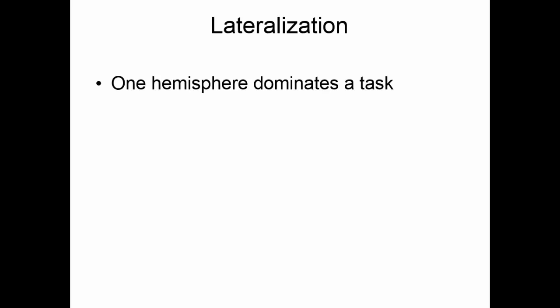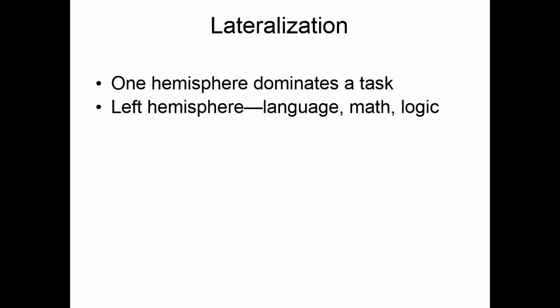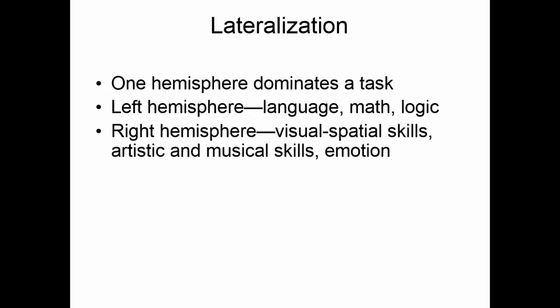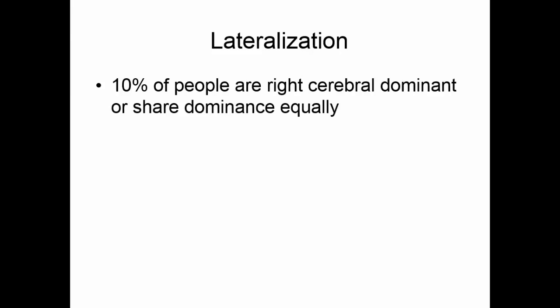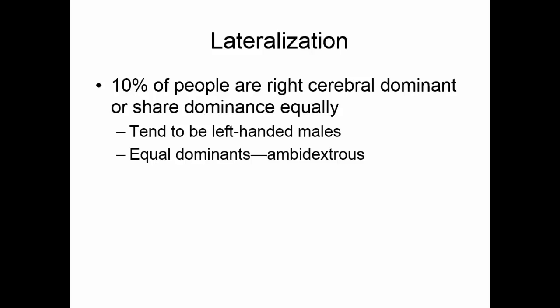Lateralization is when one hemisphere dominates a task. The left hemisphere typically dominates language, math, and logic. The right hemisphere has more visual-spatial skills, the artistic and musical skills; it's more your emotional brain. Cerebral dominance designates which hemisphere is dominant for language. In 90% of the population, the left cerebrum is dominant. 10% of people are right cerebral dominant or share dominance equally. They tend to be left-handed males. Those who have equal dominance are ambidextrous.